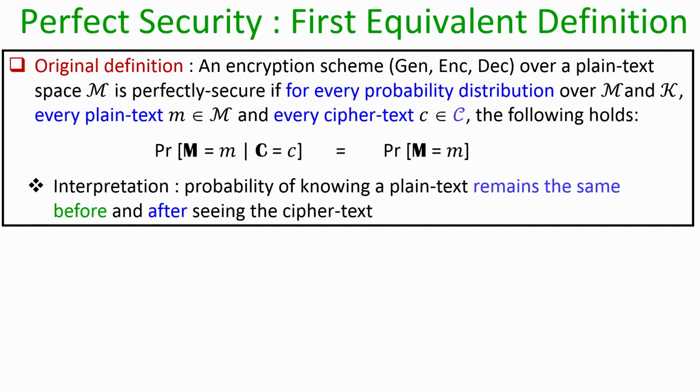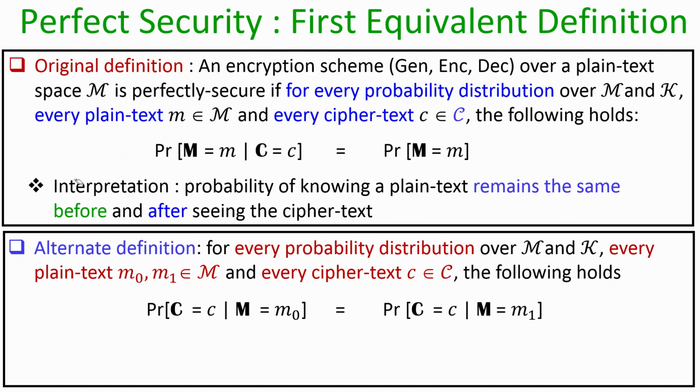So, now we will see some alternate equivalent definitions for perfect security. This is the original definition of perfect security as given by Shannon, and the interpretation of the equality of these two probabilities is that the probability of knowing a plain text remains the same before and after seeing the ciphertext. That is the interpretation of the original definition of perfect security as given by Shannon.